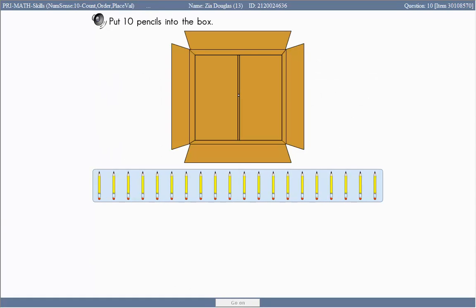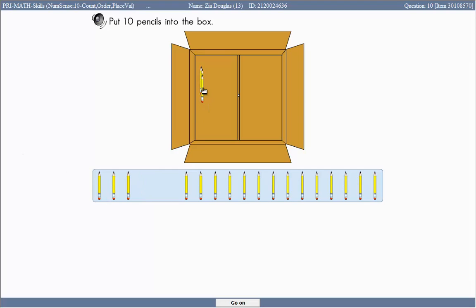This one wants them to put 10 pencils into the box. So they have to be able to click and drag and count 10. Where I've seen students get tricked is it lets them place the pencil anywhere in the box. So some of them might place it really close over top of the other ones.